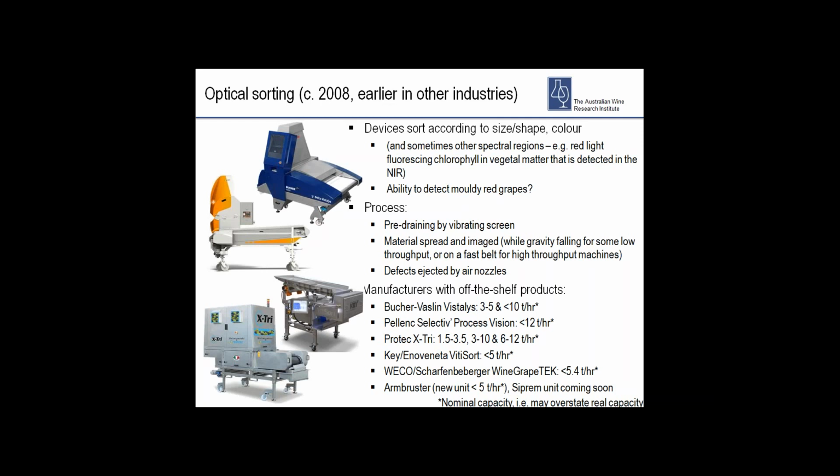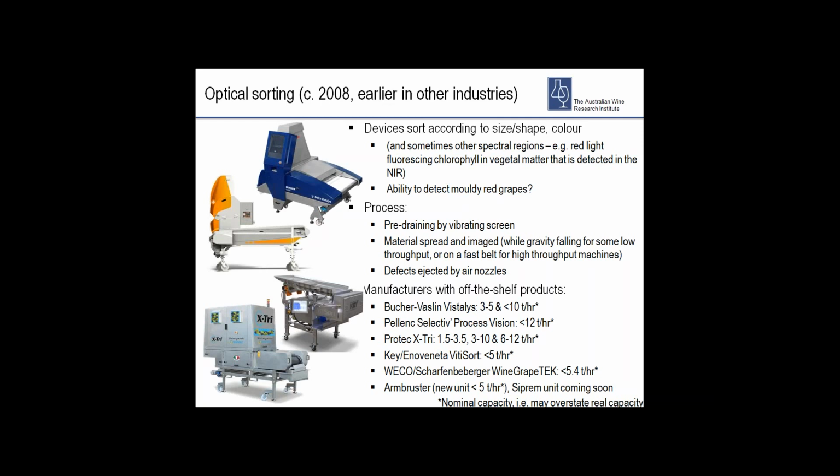One issue that I've heard from several independent sources is that there can be difficulties in being able to sort out red grapes with mold on them. Some suppliers say their equipment can do it, but if sorting out red grapes with mold on them is a major reason you're buying an optical sorter, I'd probably want to run some trials to determine its effectiveness.